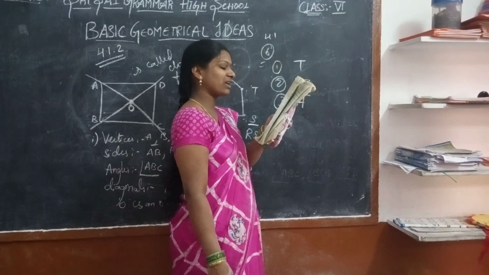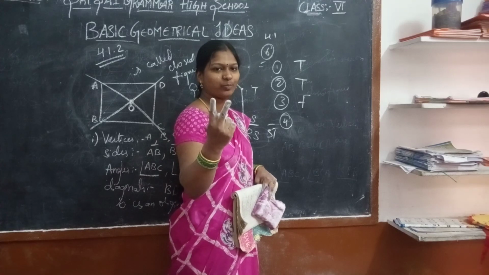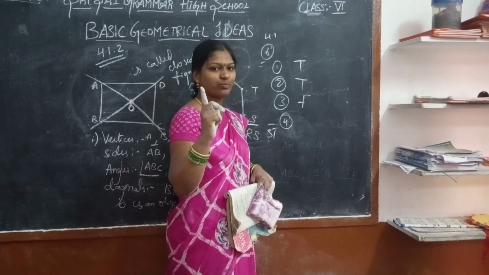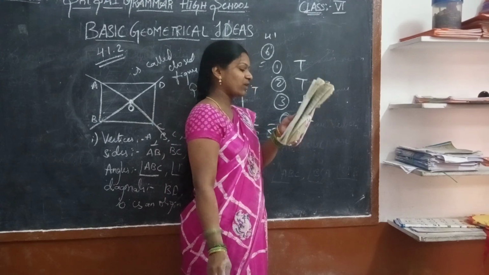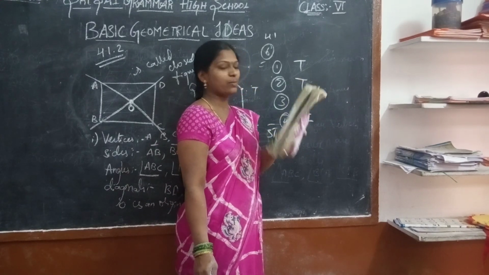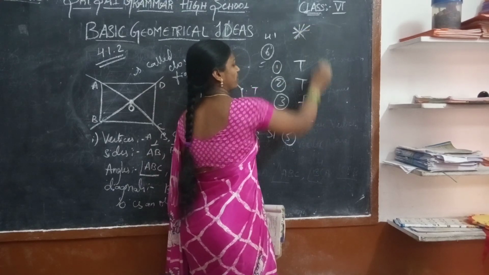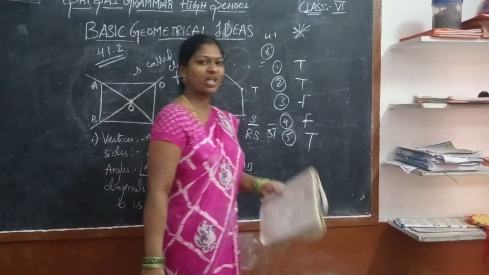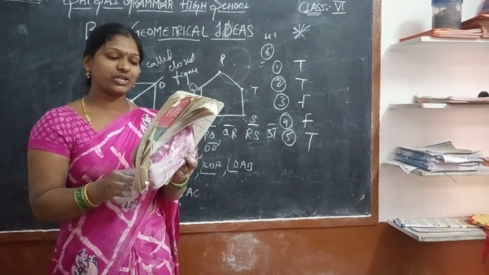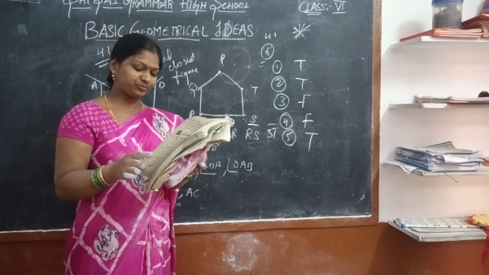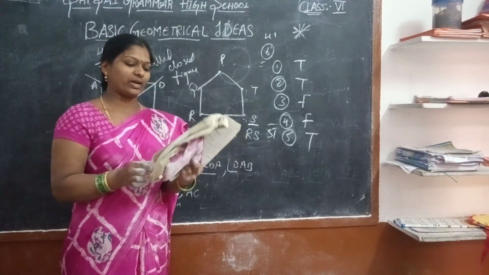A line segment has only one end point. A line segment ends with two points. No, it does not end with 1 point. So it is false. We can draw many lines through a point. Yes, so it is true. Everyone write it down. First complete it in the textbook, and afterwards you can write in notes. Now let us see more problems in 4.1.